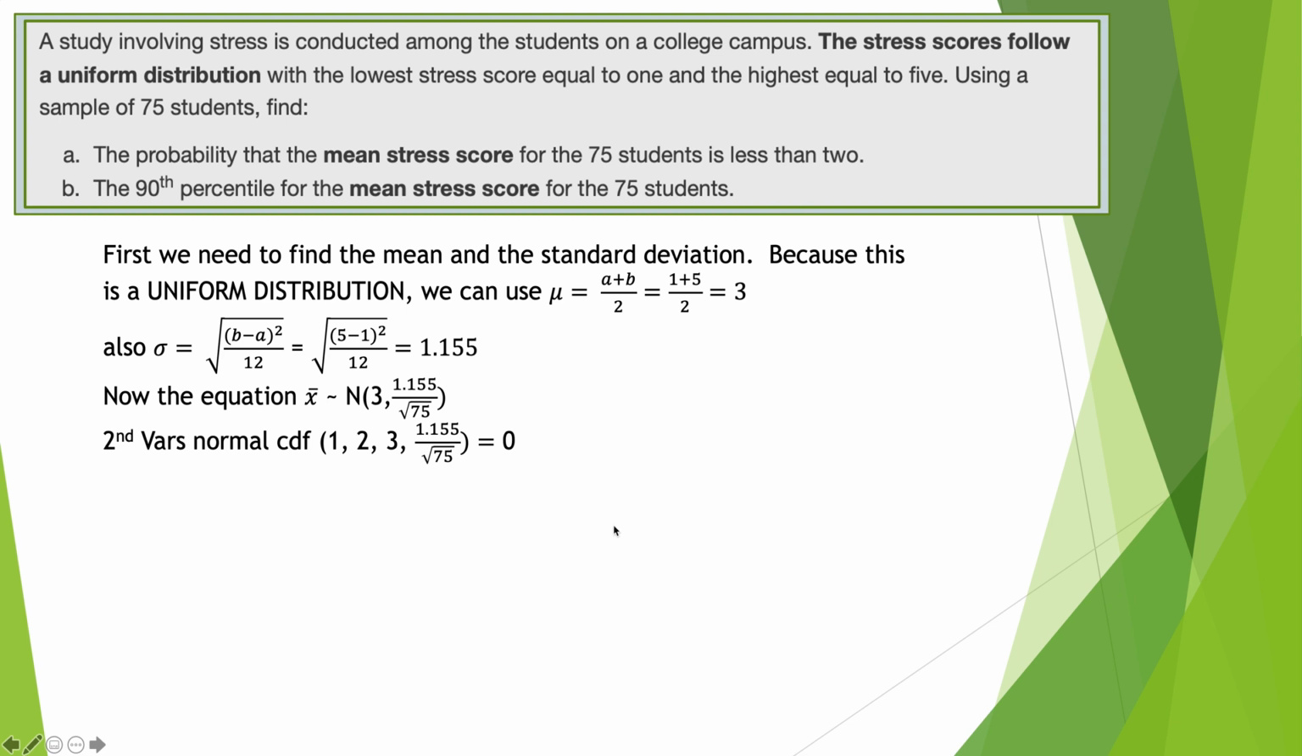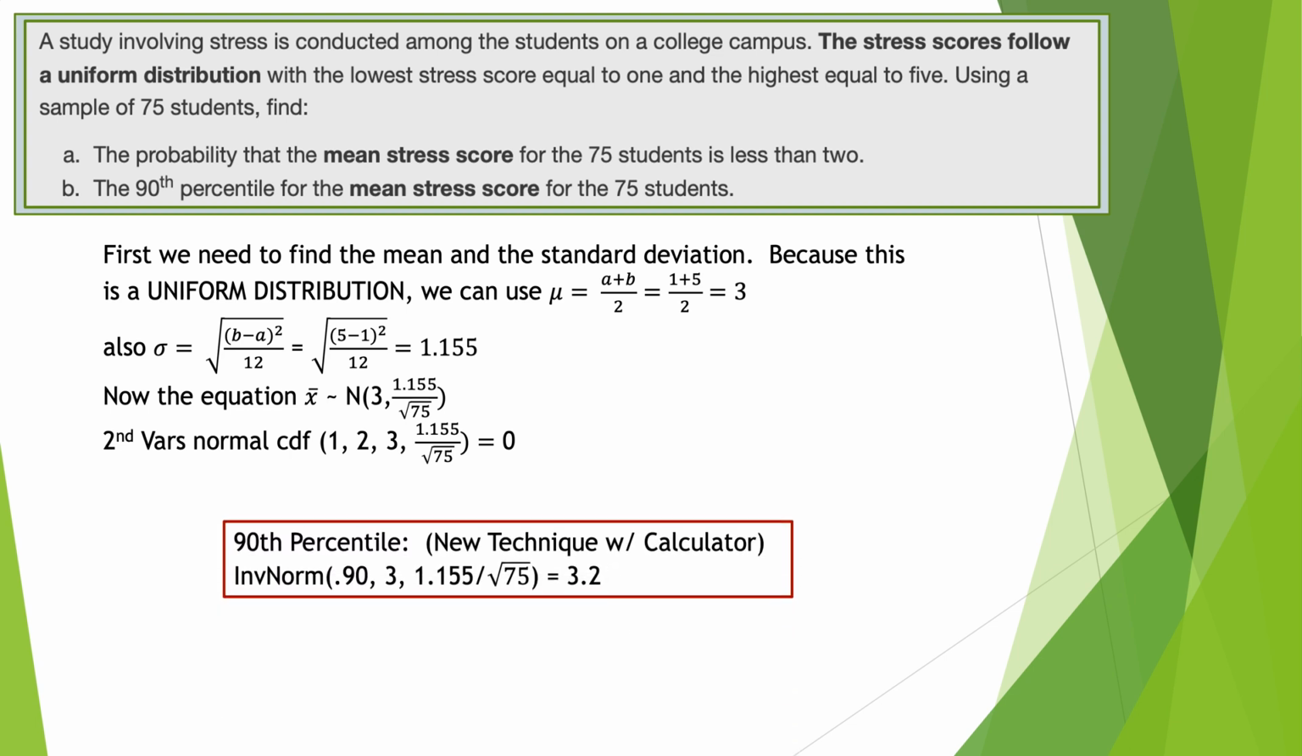Okay? Now, let's go to how we calculate the 90th percentile with a calculator. It's a whole new technique. It's really cool. This only works for the normal curve. Okay, so let's be clear about this. That means inverse normal. To find the 90th percentile, and this is a new technique with the calculator, we're going to go to, again, second vars, and I think it's the third one down. It says inverse norm. That means inverse on a normal curve.